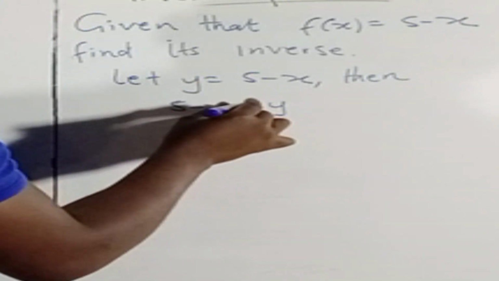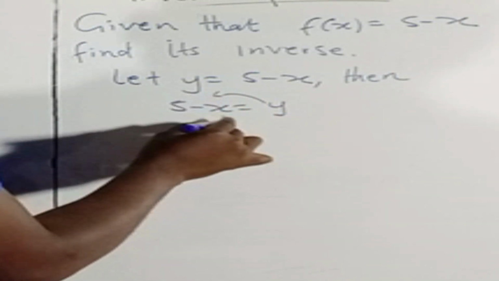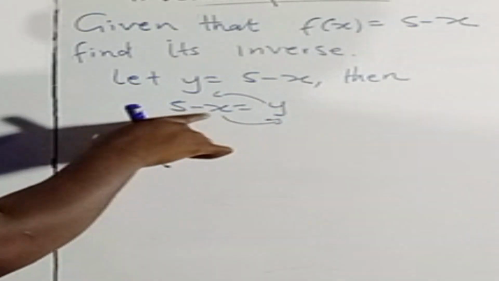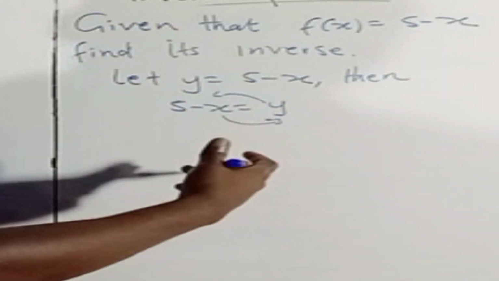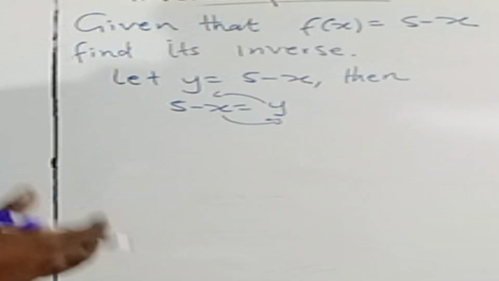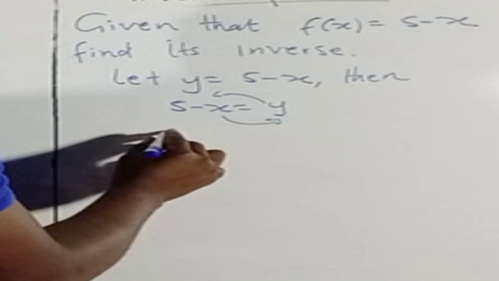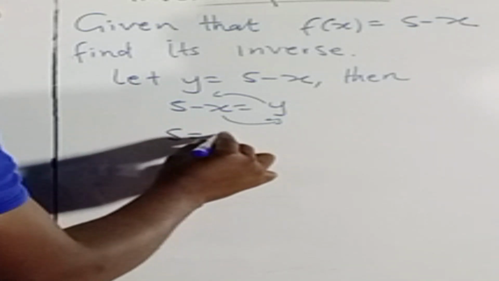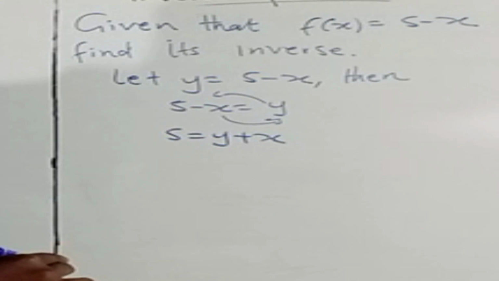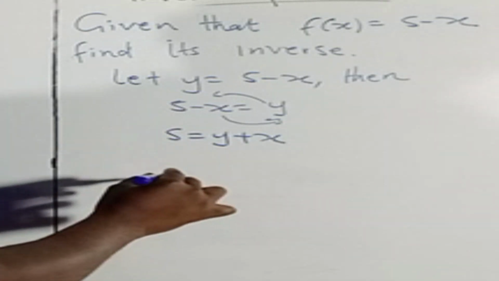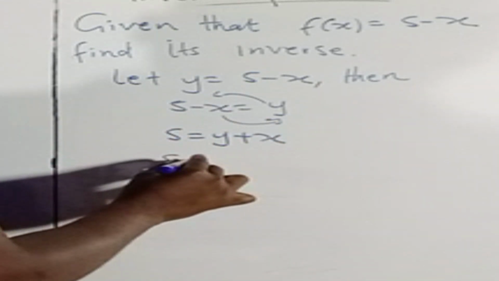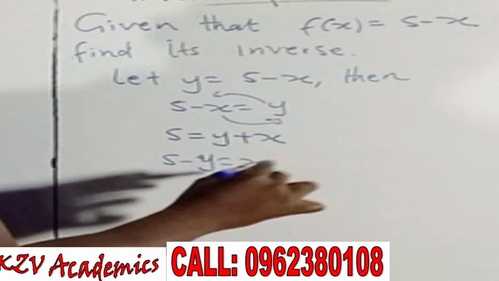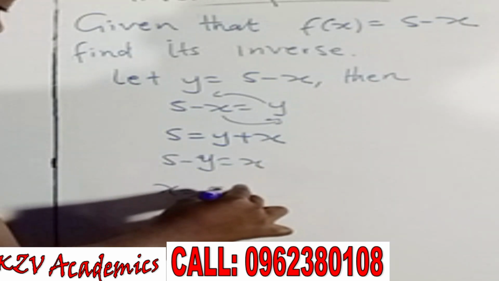Therefore, I can interchange this one. I can take this one this side, and then I take this one this side. Because of the negative, I can take this negative x to the other side, and it gives me positive. So 5 is equal to y plus x. Implying that I can take this y to the other side so that I have 5 minus y, which is x. Therefore, we have x is equal to 5 minus y.